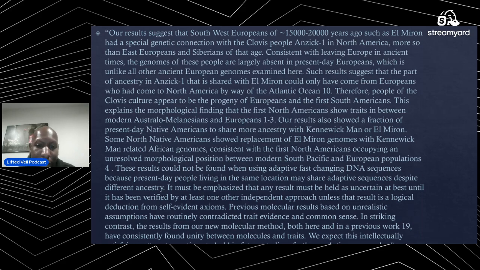It must be emphasized that any result must be held as uncertain at best until it has been verified by at least one other independent approach, unless the result is a logical deduction from self-evident axioms. Previous molecular results based on unrealistic assumptions have routinely contradicted trait evidence and common sense. In striking contrast, the results from our new molecular method, both here and in previous work, have consistently found unity between molecules and traits.